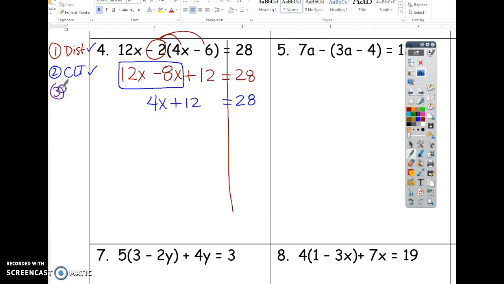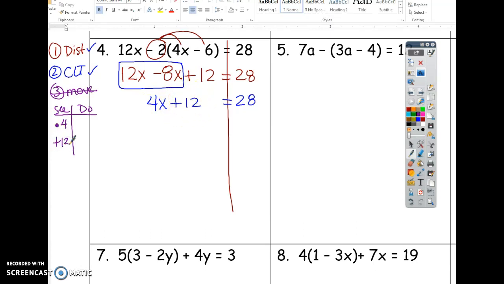Step 3 is to move the smallest variable. There's only one variable, so I don't have to move it. If I had variables on both sides, then you would have to pick the smallest one, but I only have one. So you leave it like that. Step 4 is see do. So what do you see happening to the x? It's multiplying by 4, and they added 12.